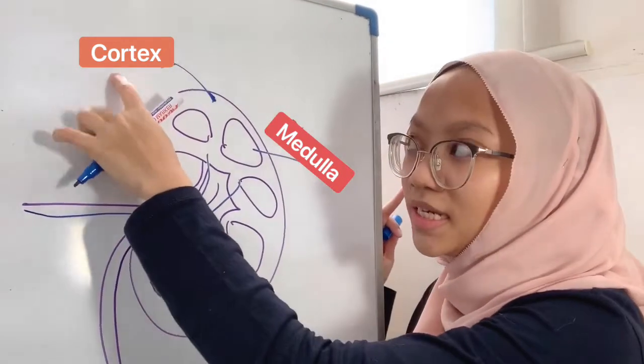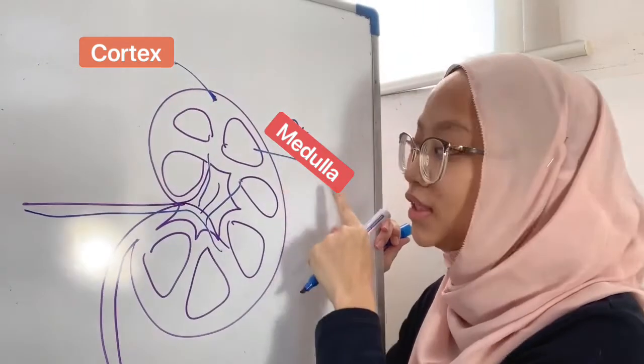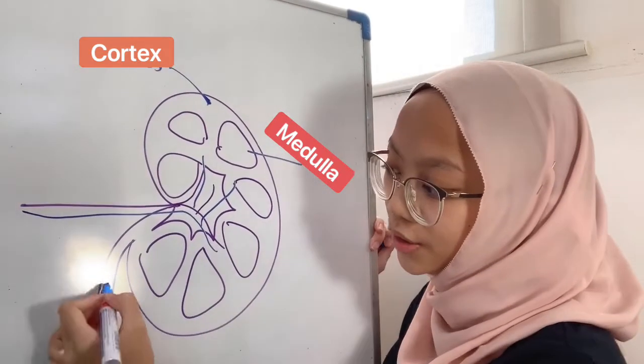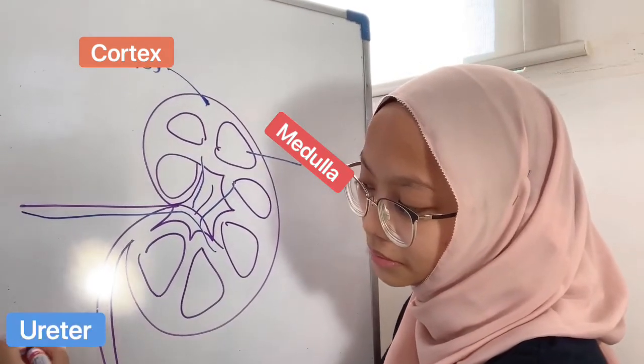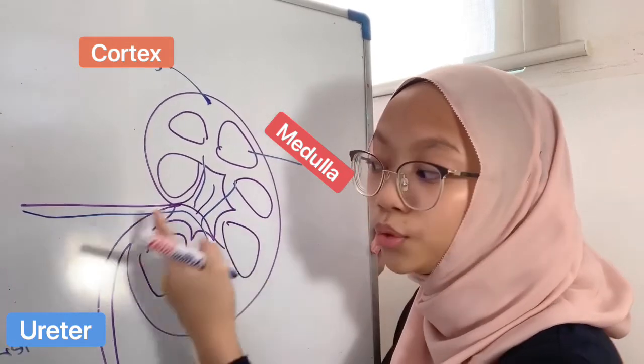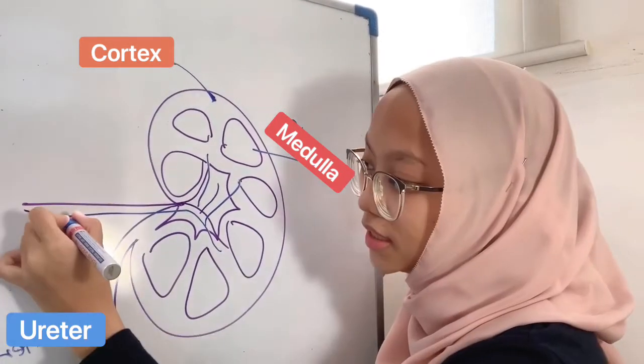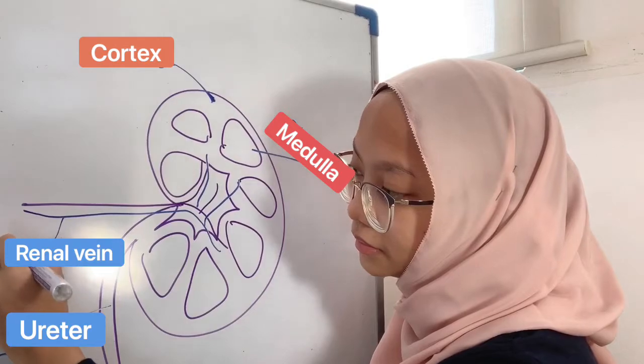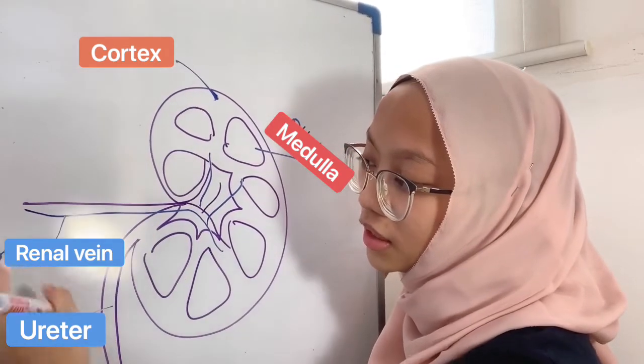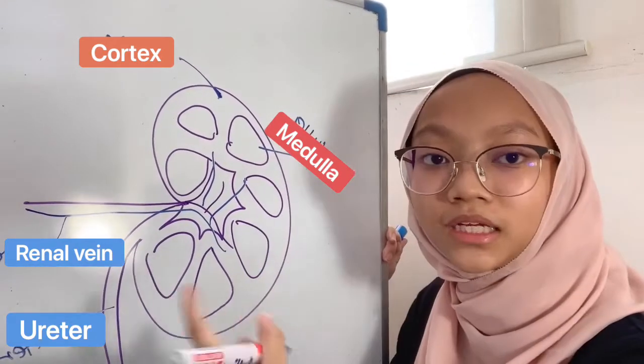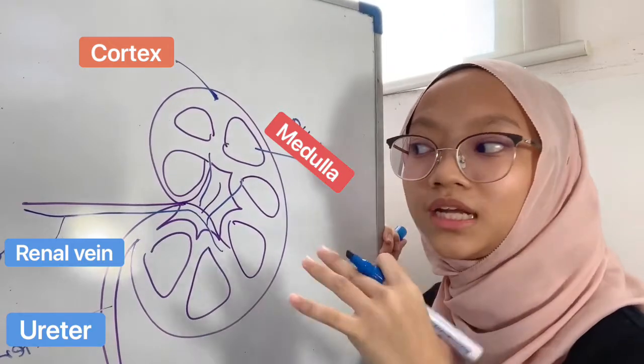The cortex is a light red. Medulla is a darker red. Here we have the ureter, where our urine goes out. This is the renal vein. Renal vein carries the filtered blood away from the kidney. So dia dah filter dah.